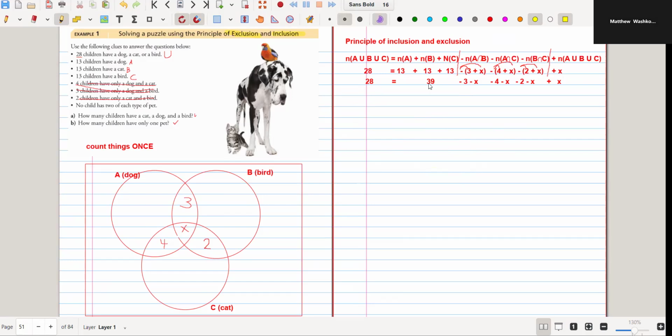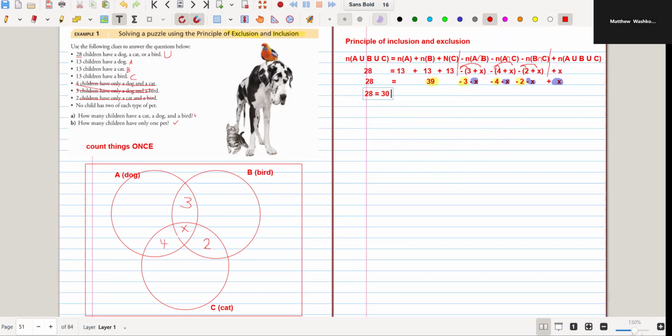So let's combine like terms. You notice I'm highlighting stuff here. And we'll go blue. So 28 is equal to, in this case, I'm actually going to condense it now. So 39 minus 3 is 36. 36 minus 4 is 32. 32 minus 2 is 30.